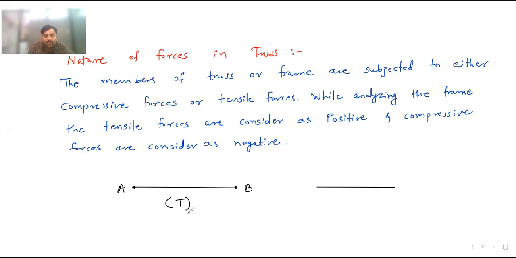Now see, I am thinking that on this AB, tensile force is there. So for the tensile force, the arrow should be away from the joint. Now see, this is my joint A. So my arrow must be like this. This arrow is away from the joint. You can see the arrowhead is pointing away. With respect to A, it is away from the joint. And with respect to joint B, the arrow must be like this, away from the joint. So this is the sign which indicates that the member AB carries tensile force.